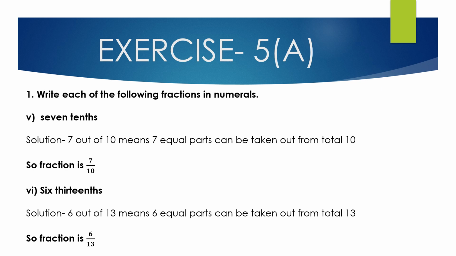The sixth one is 6/13. 6/13 means 6 out of 13, that is, 6 equal parts are taken out of a total of 13. So we can represent the numeral 6/13 as 6 divided by 13. So the fraction will be 6 divided by 13. 6 is the equal parts and 13 is the total parts.